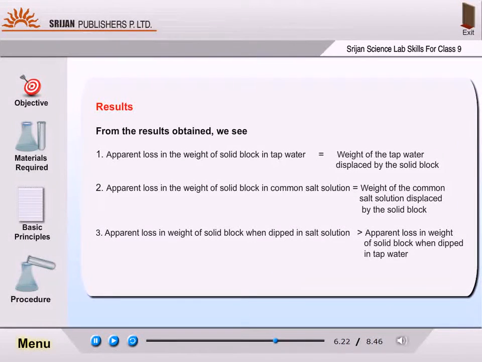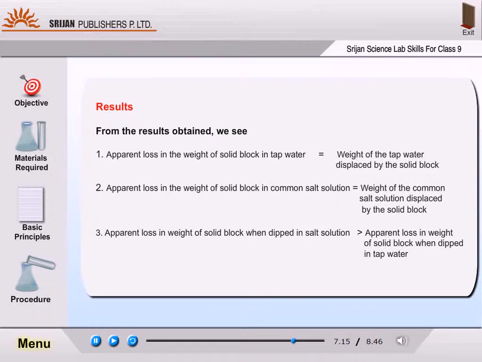Results. From the result obtained, we see apparent loss in weight of solid block in tap water is equal to weight of the tap water displaced by the solid block. Apparent loss in weight of solid block in common salt solution is equal to weight of the common salt solution displaced by the solid block. Apparent loss in weight of solid block when dipped in salt solution is more than apparent loss in weight of solid block when dipped in tap water.